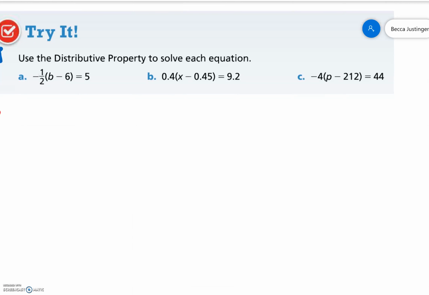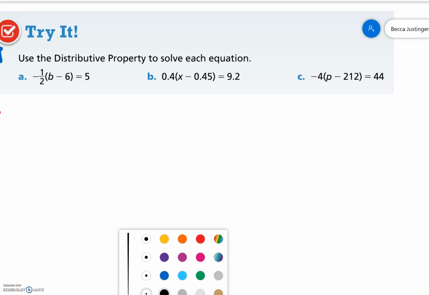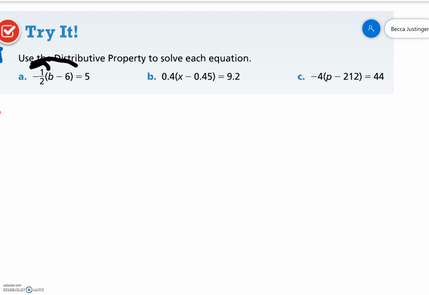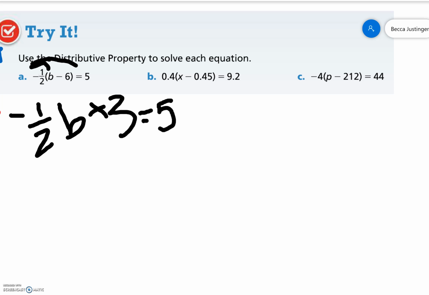All right, let's try it. Use the distributive property to solve each equation. So the first thing we're going to do is distribute in the -1/2. -1/2 times B is -1/2 B. -1/2 times -6, negative times the negative is a positive. 1/2 of 6 is 3, equals 5.